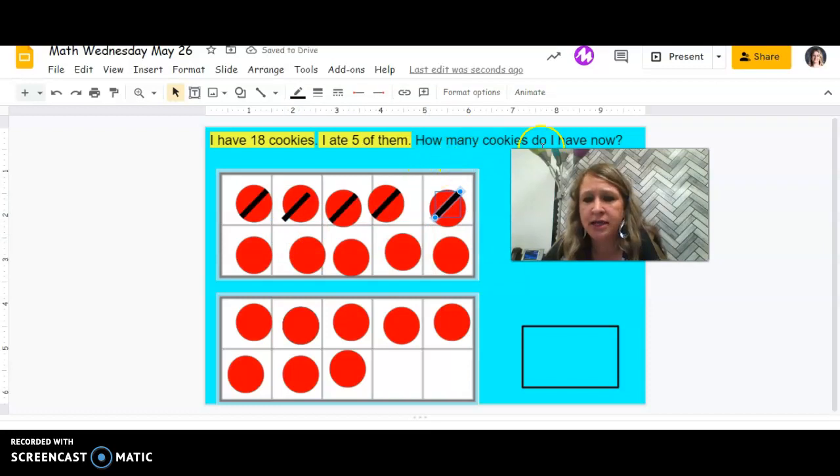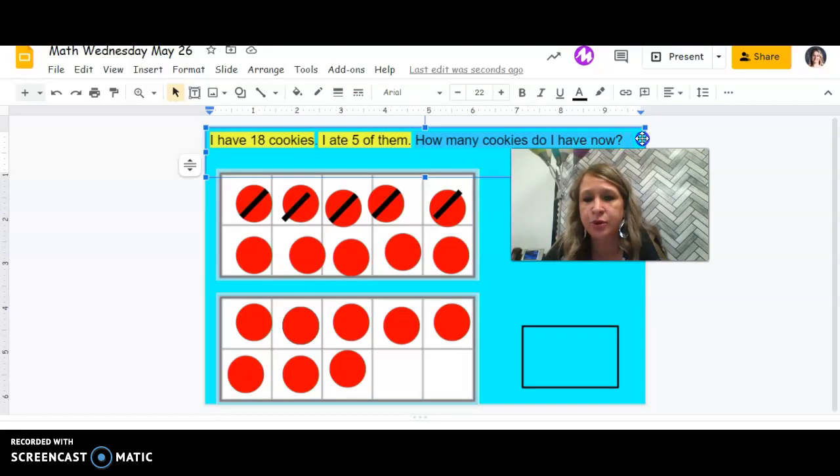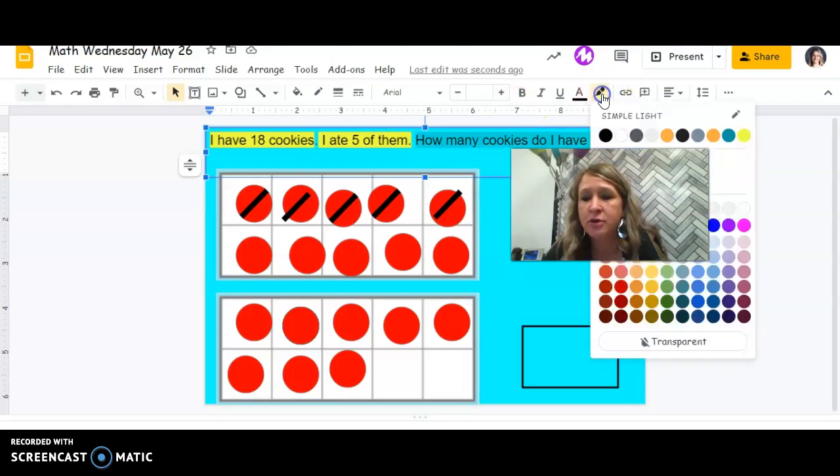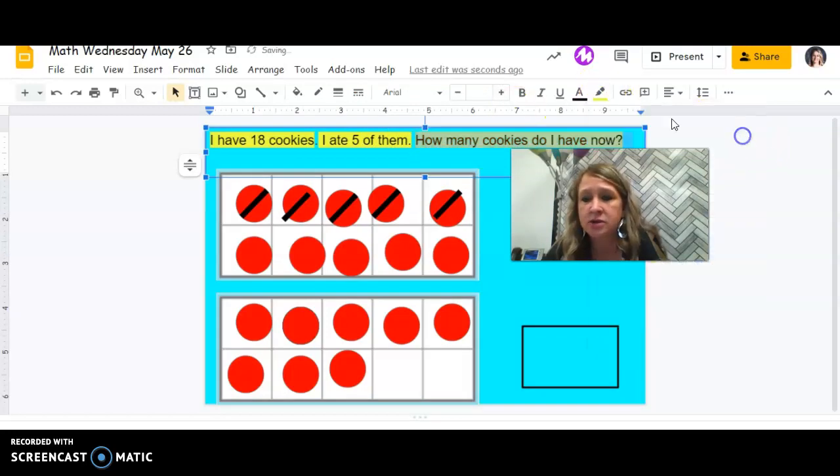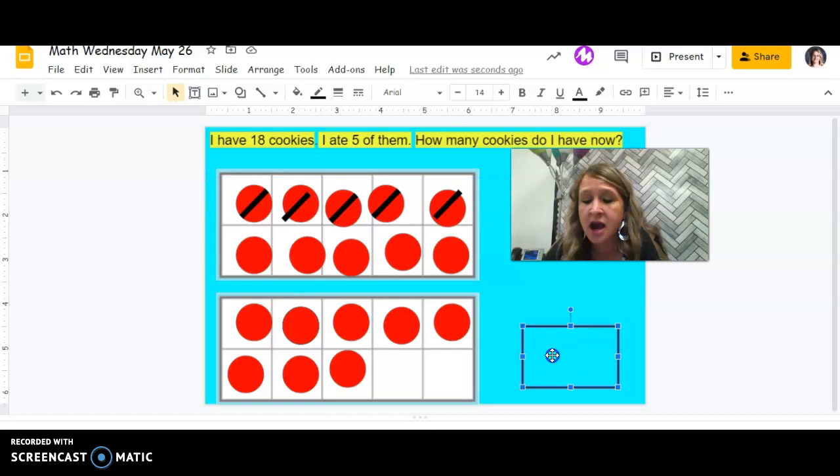So how many cookies do I have now? Oh, I forgot to highlight that important question. How many cookies do I have now? So you're going to count all the counters that I have left. Let's see how many cookies I have now. 1, 2, 3, 4, 5, 6, 7, 8, 9, 10, 11, 12, 13. I have 13 cookies left, so I'm going to put 13 in my answer box.